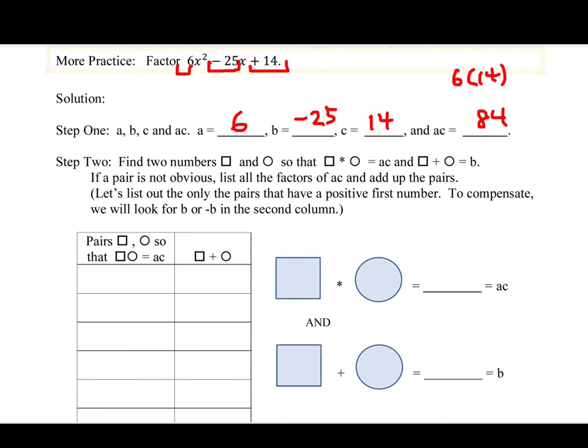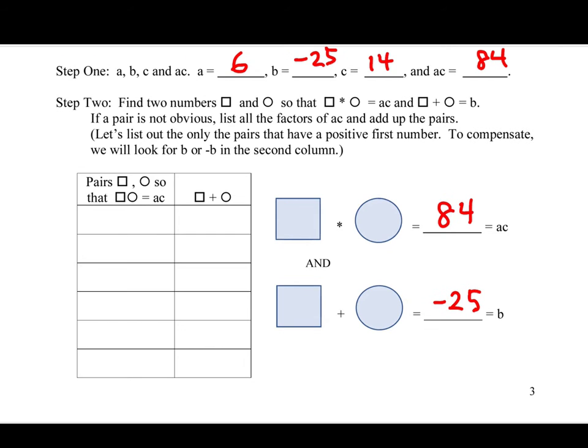So I'm looking for two numbers that are going to multiply to 84 and add to negative 25. It seems a little daunting, but we are going to go ahead and give it a try and see. So let's just plunge into it and see what we get. So I'm going to go ahead and start with 1. 1 times 84 gives me 84. 2, divide that in. It's going to go in 42 times.